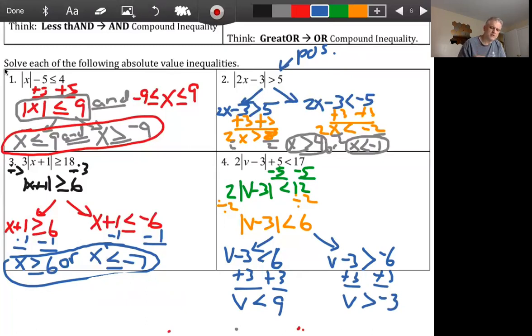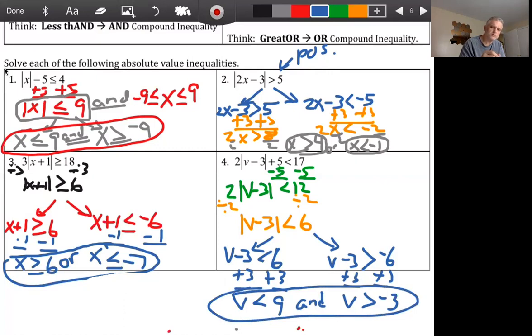Okay, so is there any number that is less than 9 and at the same time is greater than negative 3? Less than 9, greater than negative 3. Sure, tons of them. 0 is less than 9 but bigger than negative 3. Okay? That means it could be both. This is an and. So you can either write and in between them. So that's a good answer.